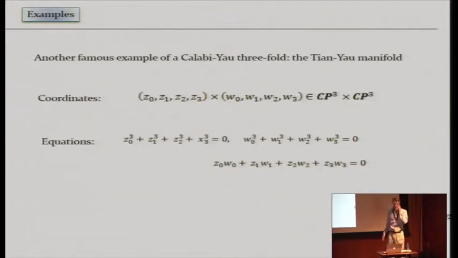Okay, here's another famous example of a Calabi-Yau threefold. It's called the Schoen manifold. This time we're going to take 2 factors of CP3. And so I have 2 sets of coordinates, C0 up to C3, W0 up to W3. And I impose the following 3 equations. It's degree 3 in these coordinates, degree 3 in the W's, and it's degree (1,1) in the final equation.